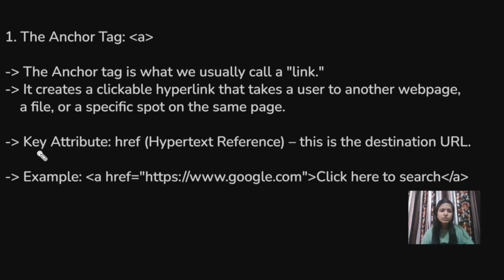Okay, so the key attribute is href, hypertext reference. This is the destination URL. Here we write the destination URL, so when we click the text or image, it goes to that destination. For example, we write the anchor tag and href. Here we write the link of Google, and the text is click here to search. So when we click the search link, the Google website opens. Basically this happens with the help of the anchor tag.